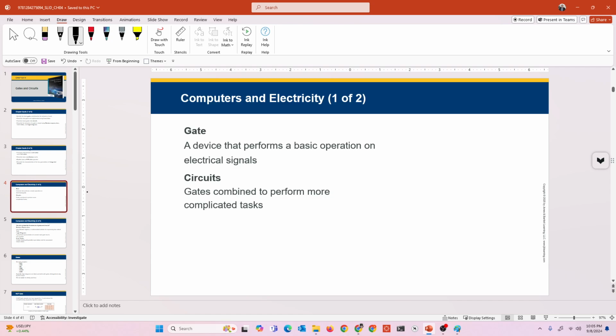Gates. So it's a device that performs basic operation in electrical signals. Circuits, it's gates combined to perform more complicated tasks. So think of it like if a gate provides a plus sign, a circuit is something that provides a combination of plus of some x, y multiplied by z, all that divided by, let's say, t, right?